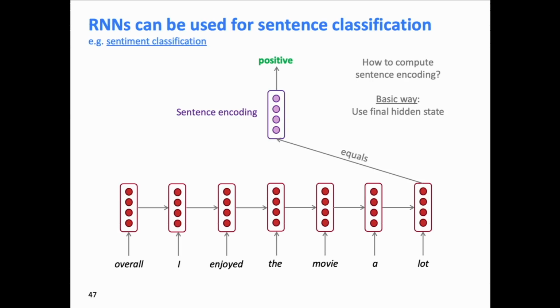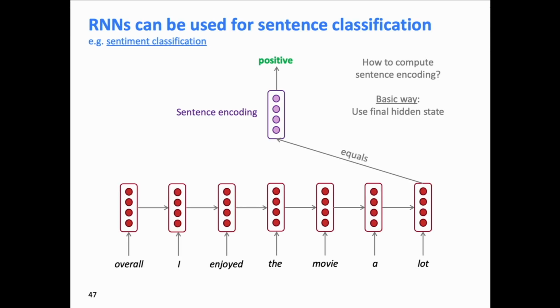One thing you could do is use the final hidden state as your sentence encoding. The reason why you might think this is a good idea is because, in the RNN, we regard the final hidden state as the thing you use to predict what's coming next, right? So we're assuming that the final hidden state contains information about all of the text that has come so far. For that reason, you might suppose that this is a good sentence encoding, and we could use that to predict what sentiment this sentence is.